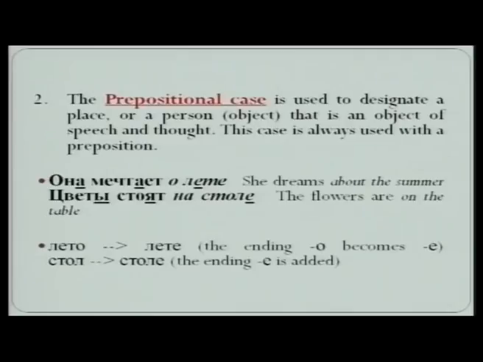Let us go to the next case now. The next case is prepositional case. Here the prepositional case is used to designate a place or a person which is an object of speech and thought. The case is always used with a preposition, that is why it is called prepositional case. Let us discuss this case with the help of a few examples.